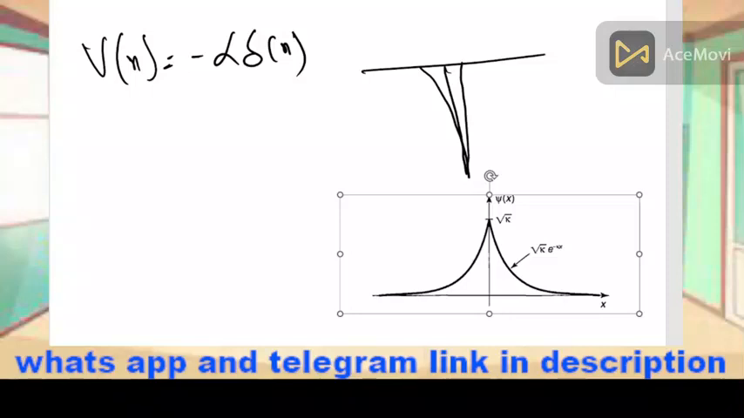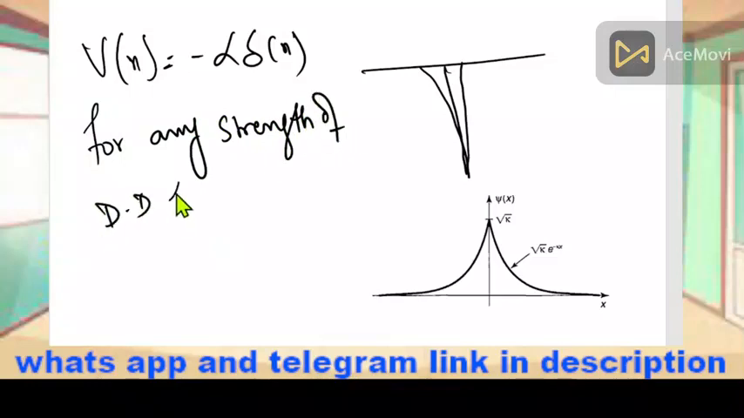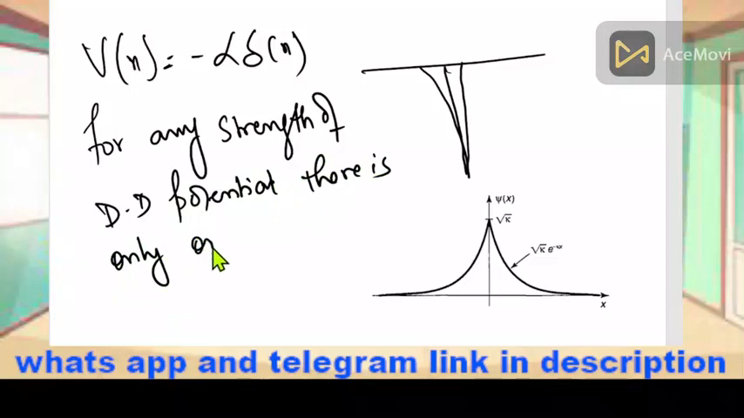So the conclusion is that for any strength of the Dirac delta potential, there is only one bound state. This is what you can conclude.